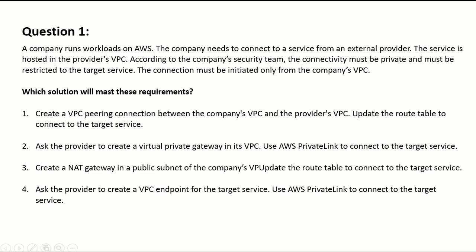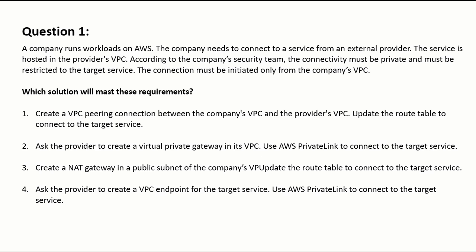Now let's go through the options one by one. Option one says: create a VPC peering connection between the company's VPC and the provider's VPC and update the route table to connect to the target service. Option two: ask the provider to create a virtual private gateway in its VPC. Use AWS PrivateLink to connect to the target service. Number three: create a NAT gateway in the public subnet of the company's VPC and update the route table to connect to the target VPC.